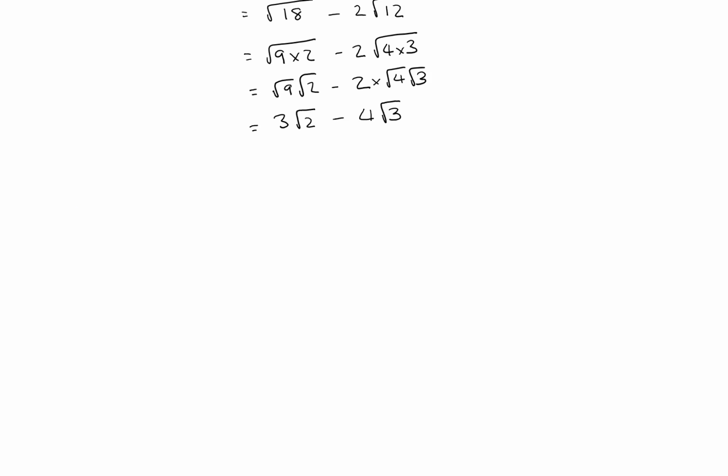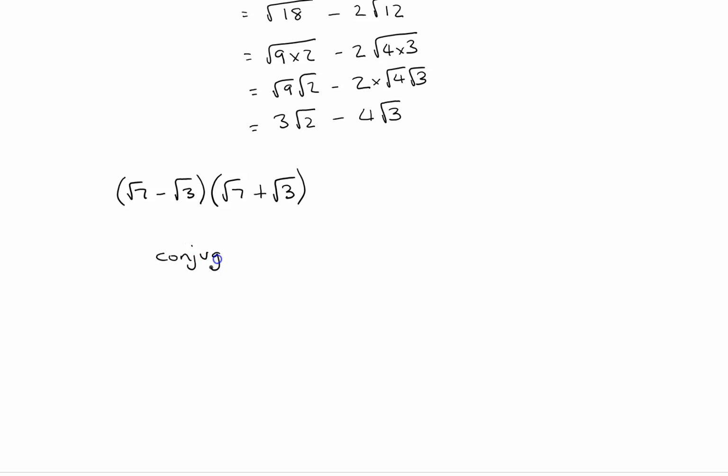Now the last example is probably the most important one. I'm going to look at the difference of two squares. So we've got two brackets here multiplying each other, and the two terms in each bracket are the same. So I've got root 7 here and root 7 here, root 3 and root 3. The only difference between the two brackets is the sign. This is negative, this is positive. These two brackets are known as the conjugates of each other. One is the conjugate of the other.